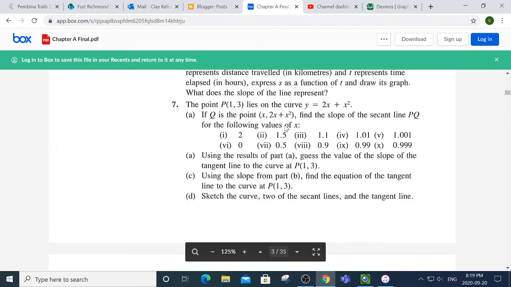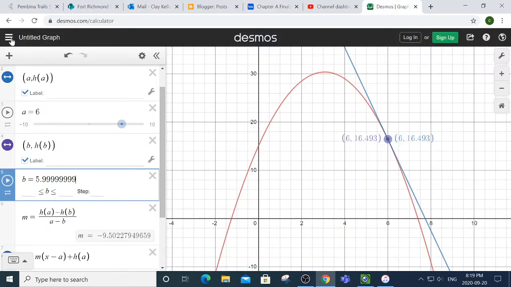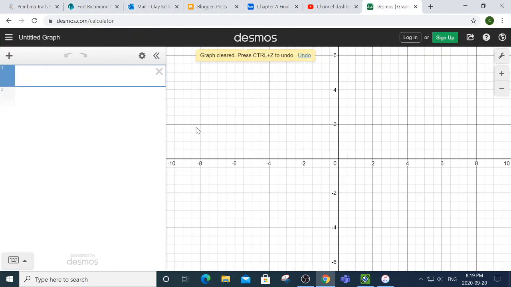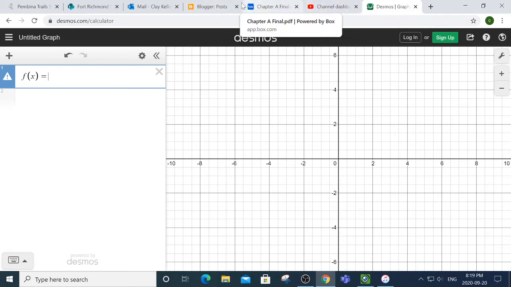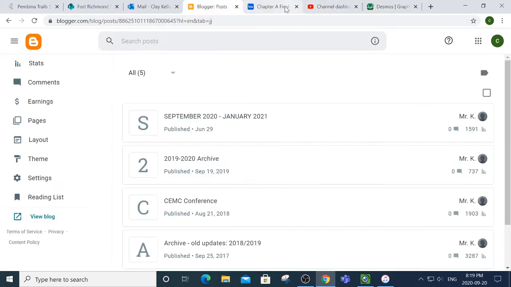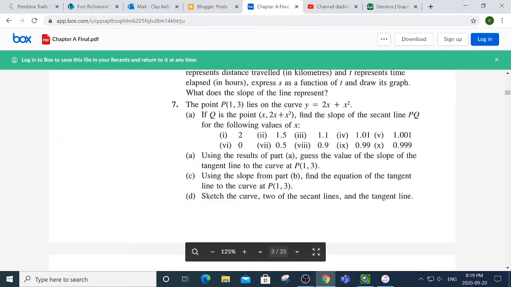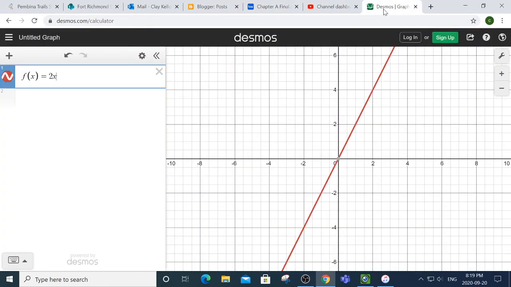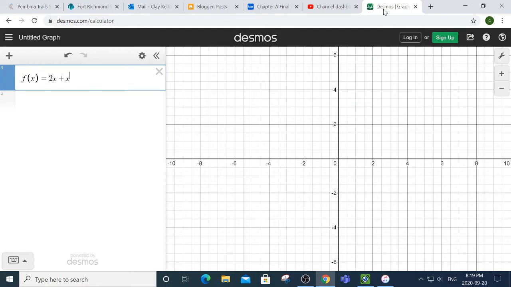Feel free to just make a graph out of this on Desmos. Okay? Enter, this is your f of x. So here, let's start a new graph. New blank graph. So f of x would equal 2x plus x squared.